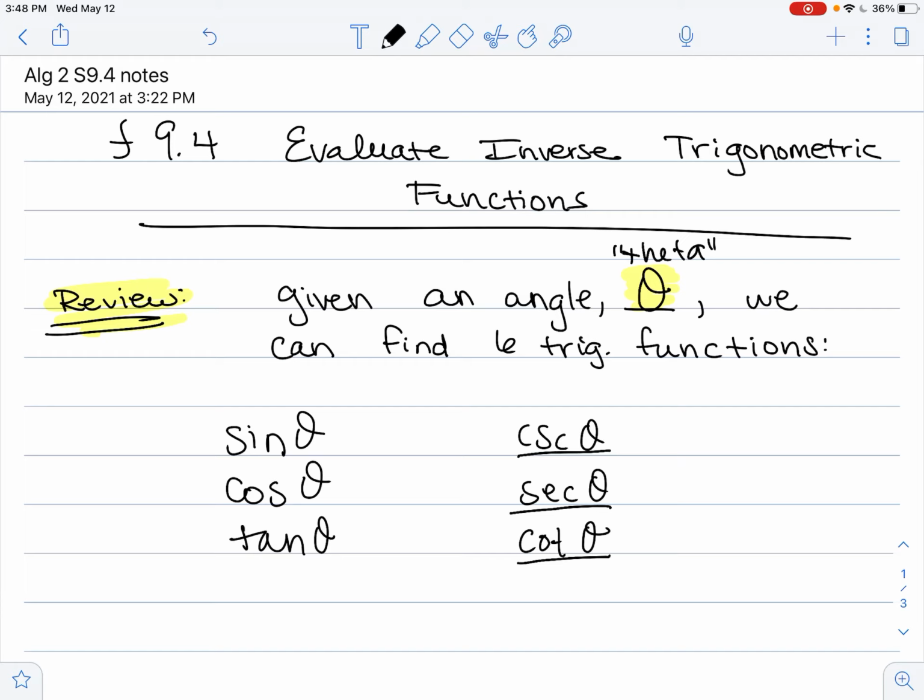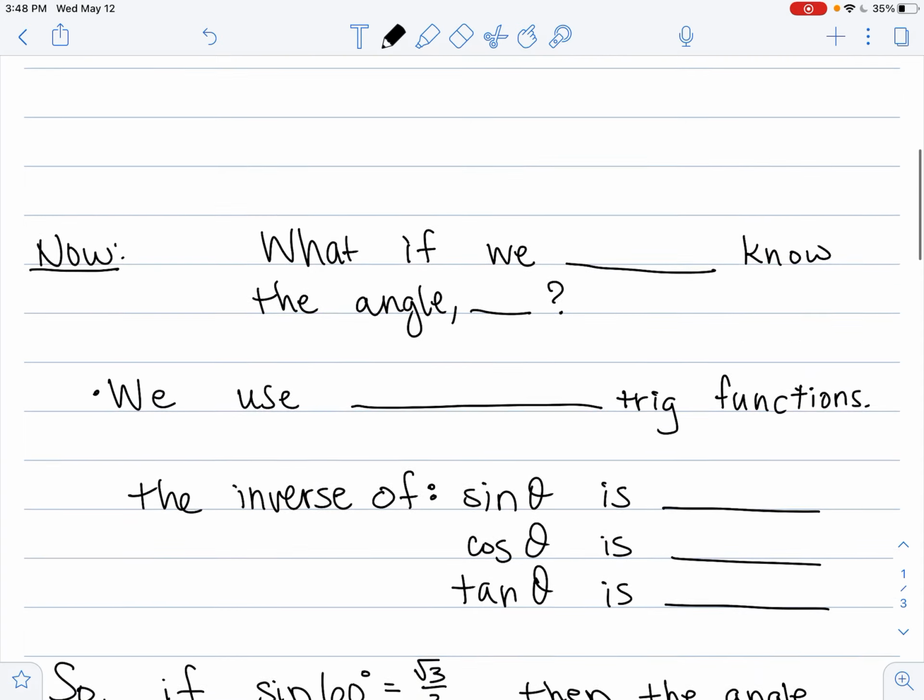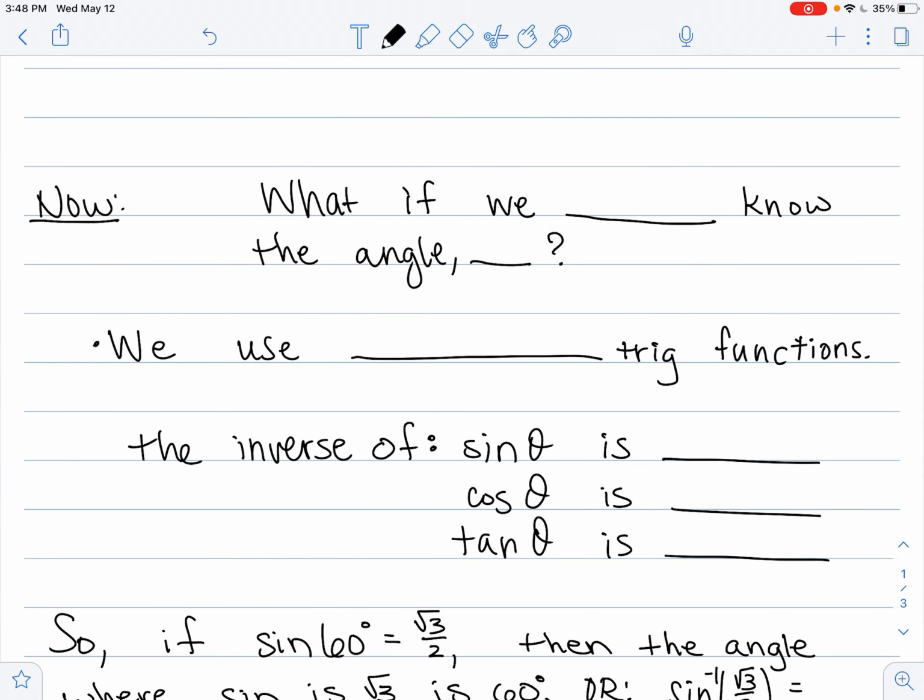Okay, remember, we would use SOHCAHTOA to solve this, and we have those 3 musketeers of trigonometry that we use to solve a triangle, and that we can use to find these 6 trig functions. So what if we don't know? Again, this is something you need to fill in. What if we don't know the angle theta? Then you would have to use an inverse trig function.